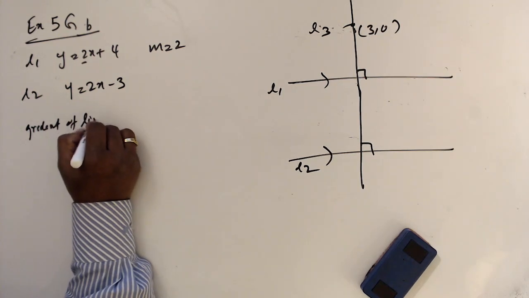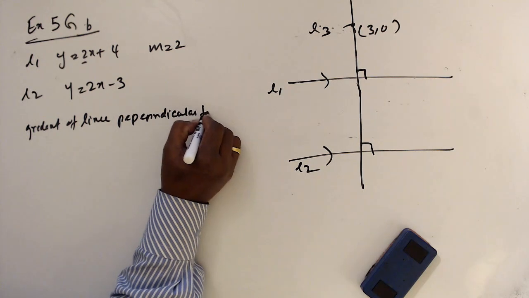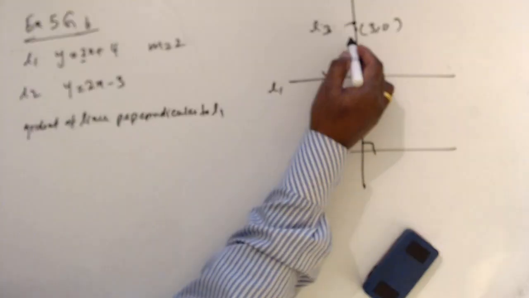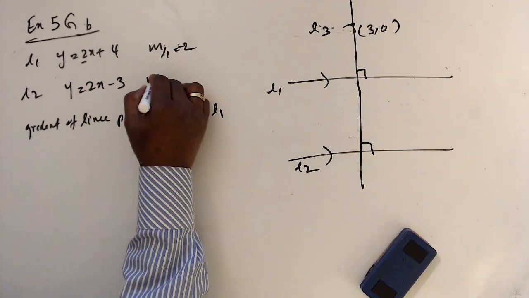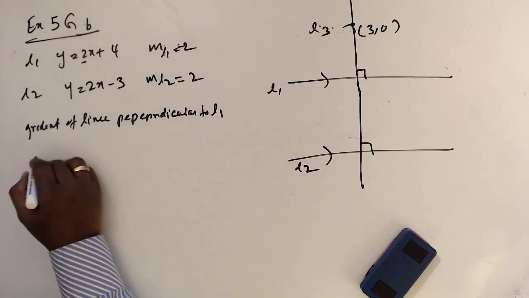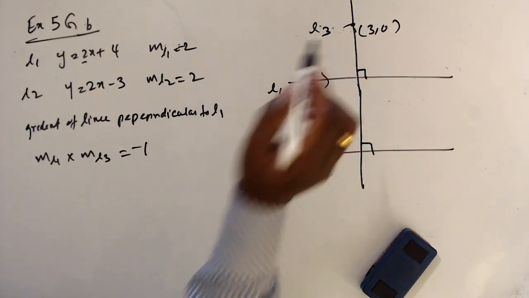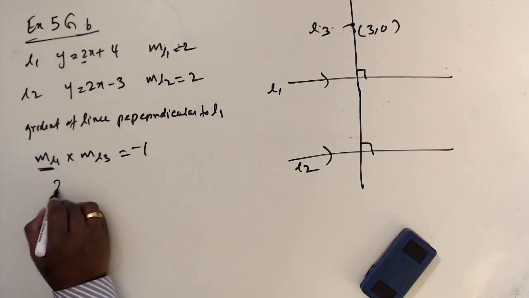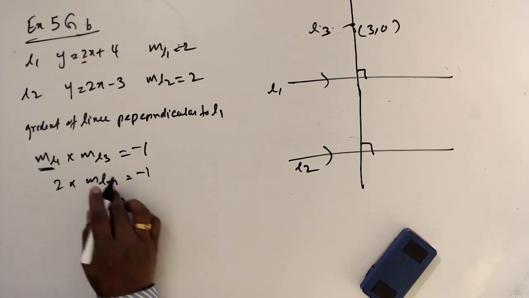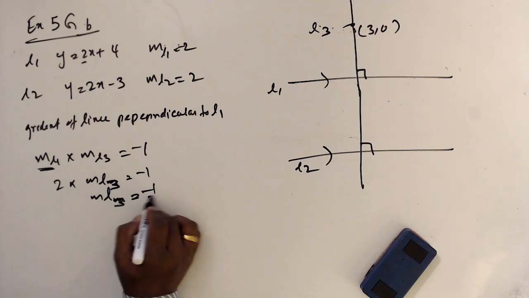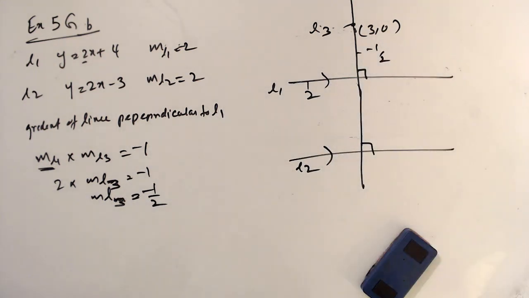Gradient of line perpendicular to L1. Assume this gradient is M3. Now ML1 gradient is 2, ML2 also 2. Now we know ML1 times ML3 has to be minus 1. They are perpendicular. ML1 is 2, so 2 times ML3 is minus 1. ML3 is minus 1 over 2. Simply, if this is 2, you know this is minus 1 over 2 gradient.